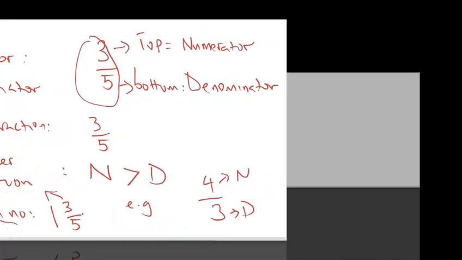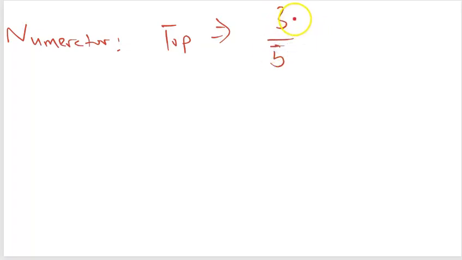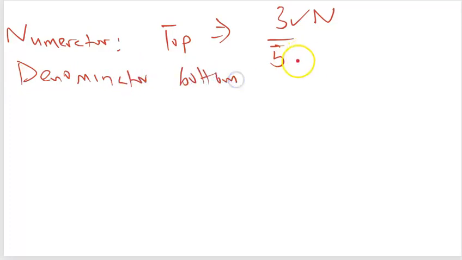Okay, let me summarize one more time. Numerator, I said, is the number on top. For example, if you have 3 out of 5, the number on top is 3, so the numerator is 3. Denominator, I said, is the number at the bottom. Therefore, 5 is your denominator.